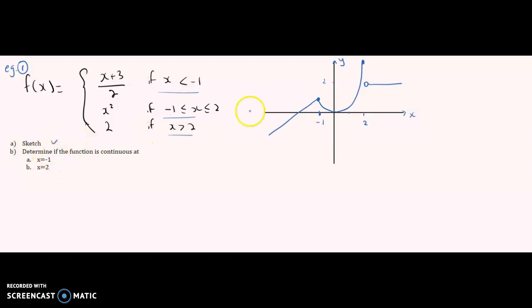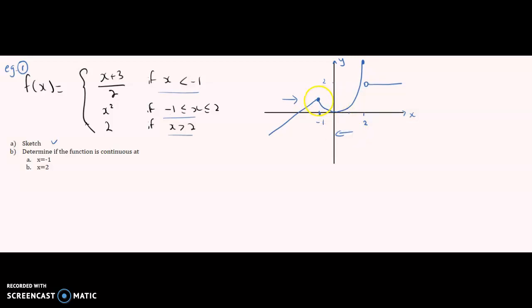Now, of course, I didn't go through all the workings because I think you all should know how to do that. Now, part B, which is really what this video is about, is to determine if the function is continuous at x equals minus 1. Now, at minus 1, what's happening here? I'm seeing a solid dot. As x approaches minus 1 from the left, it approaches this value here, and as x approaches minus 1 from the right, f of x approaches this value here.